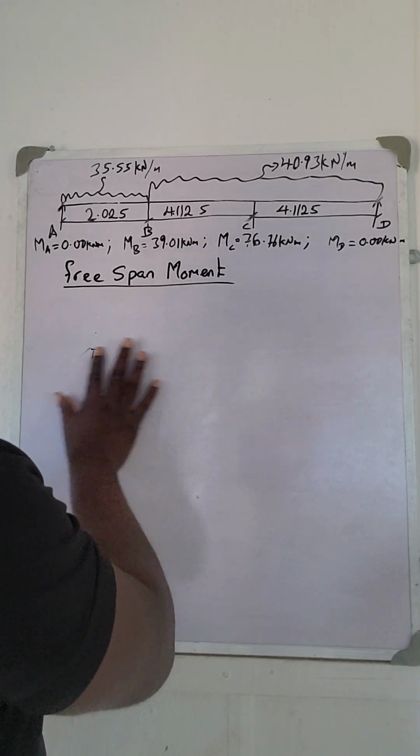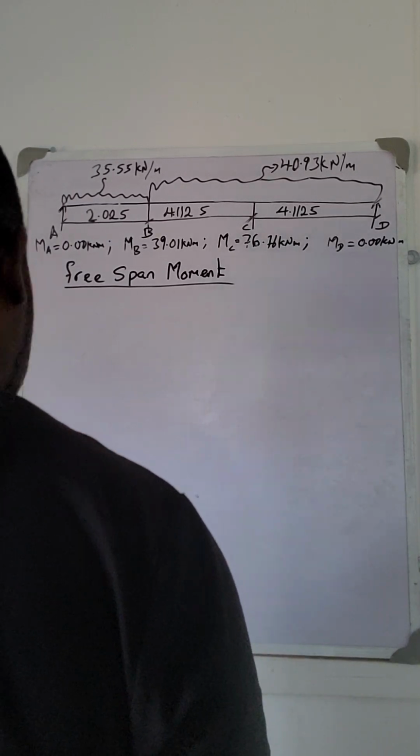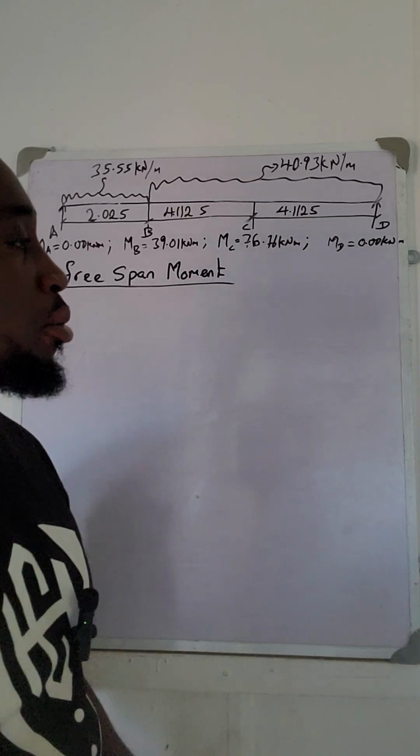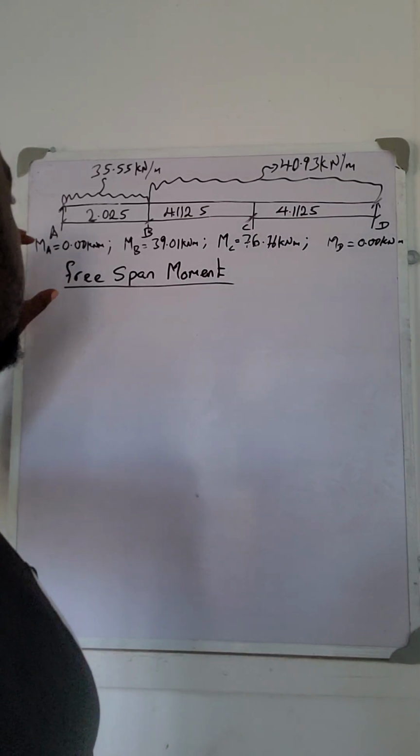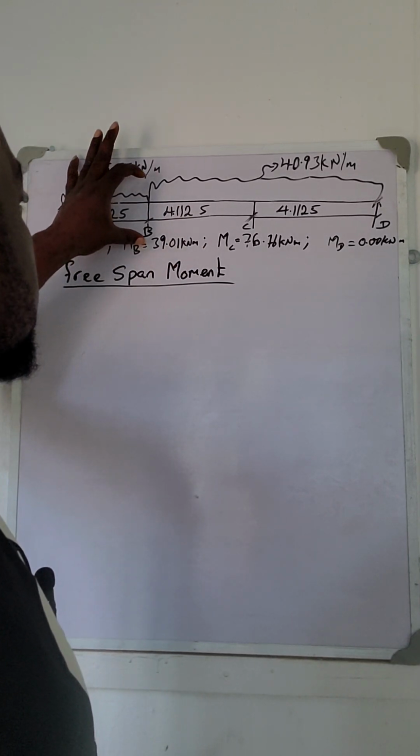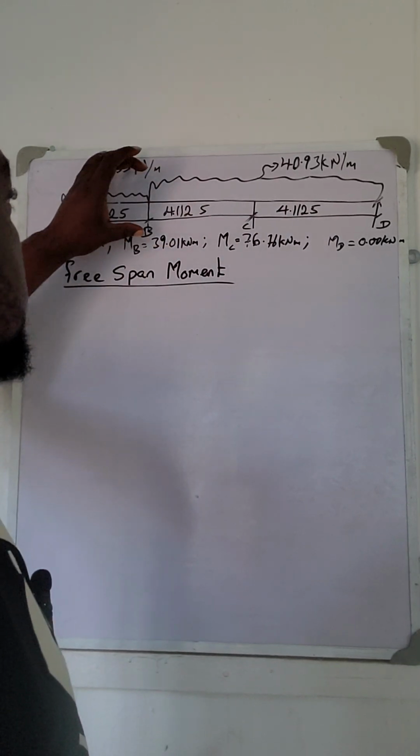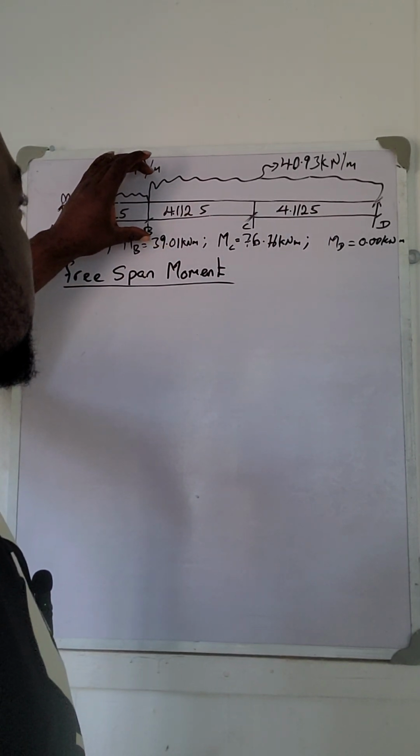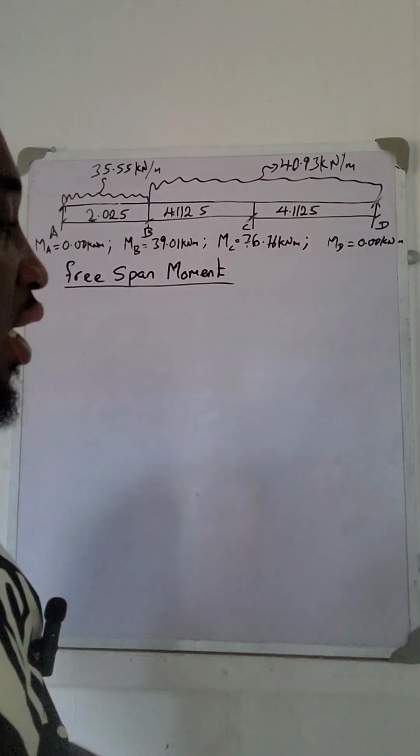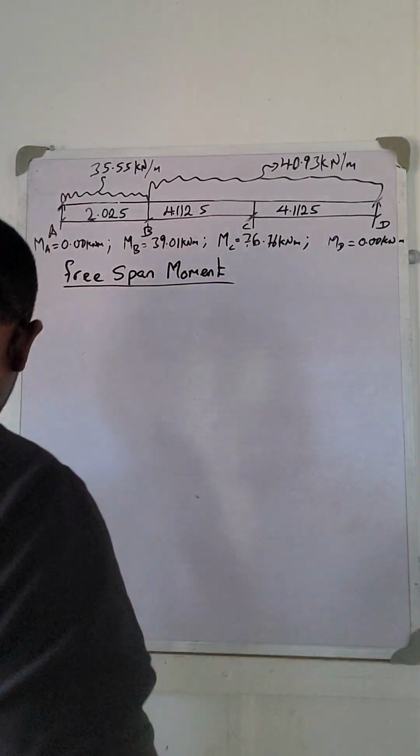In this case, we cannot use free span moment to design a structure. Instead, we use actual span moment. Now, what is actual span moment talking about? Actual span moment takes care of the actual support conditions. It talks about the degree of fixity or continuity of this beam. It's actual span moment that you use in designing for a continuous beam.